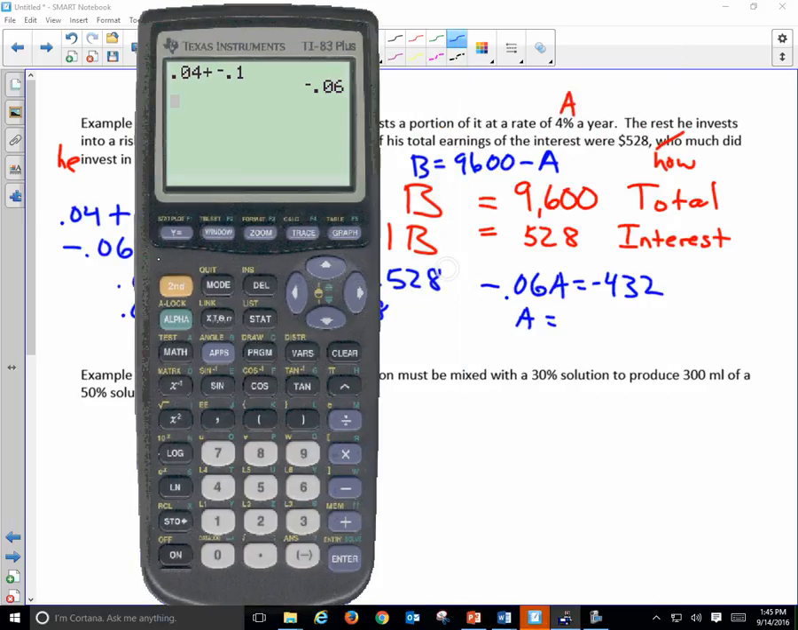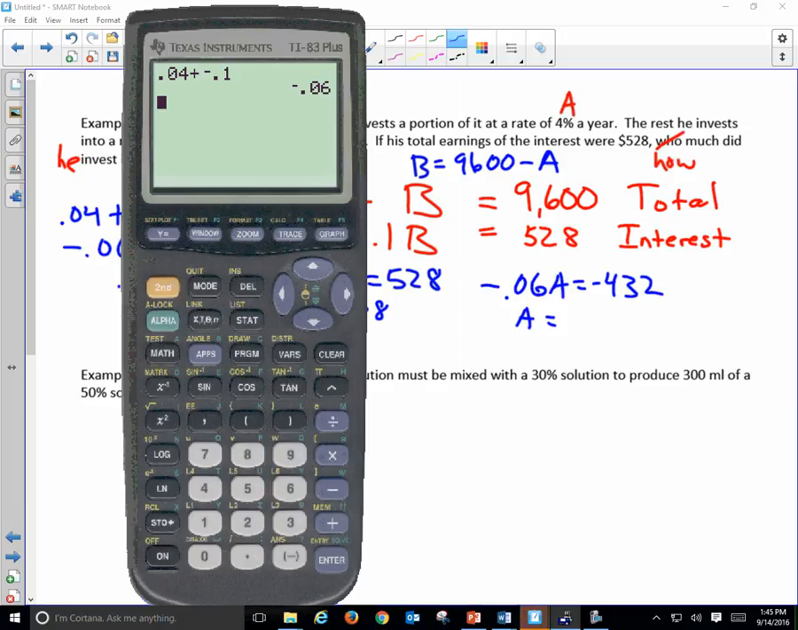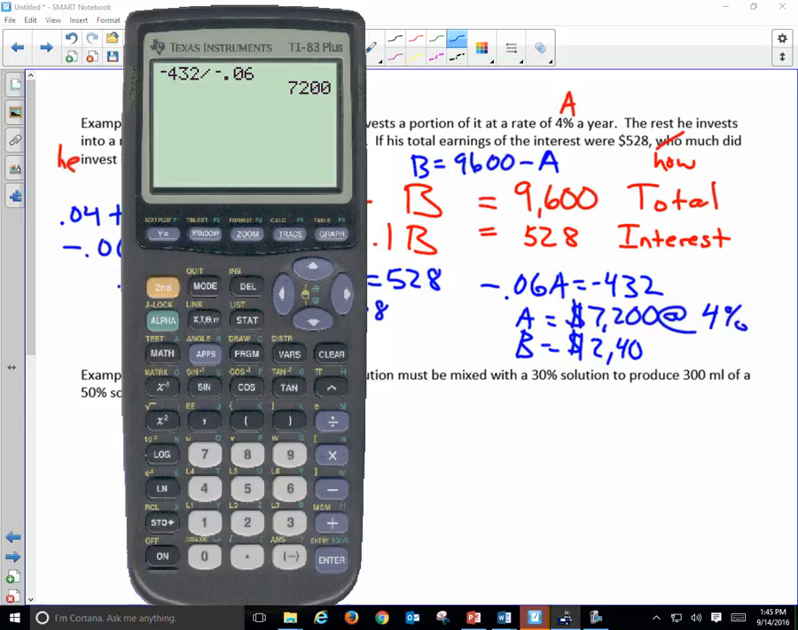All right, so then I'm here. I'm at negative 0.06A is equal to negative 432. Negative 432 divided by negative 0.06, I get 7,200. So $7,200 at what percent? 4%. So then how much invested into B? How'd you get that? Yep, put it back in the equation. There we have it.